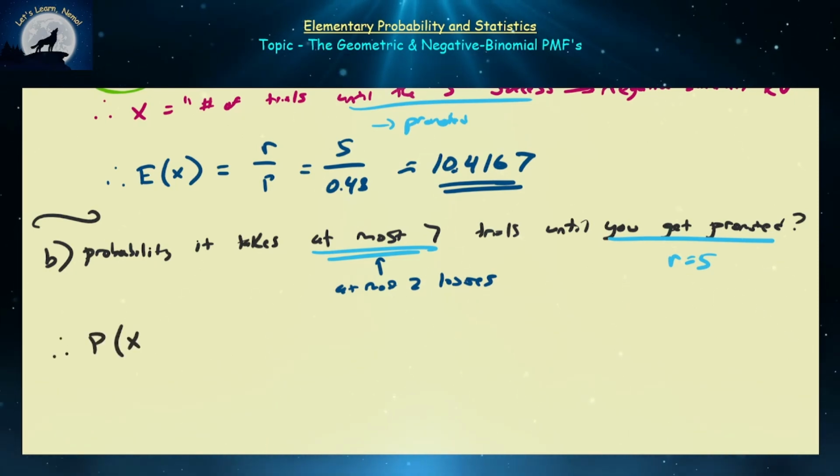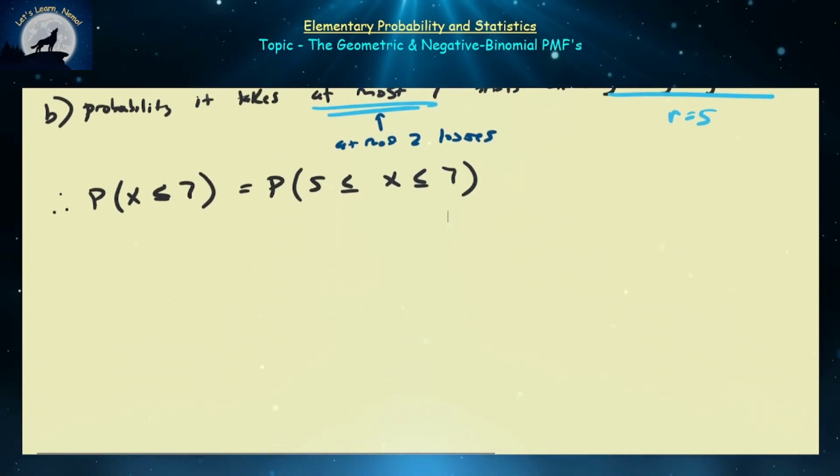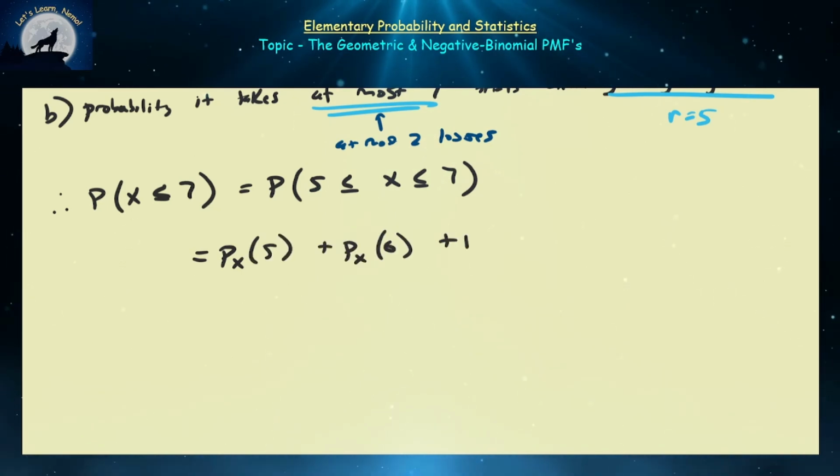So we're looking for the probability that x is less than or equal to 7, but the minimum value is going to be 5, because we need at least 5 trials to get 5 successes. So we can reformulate this: 5 less than or equal to x less than or equal to 7, because the probability that x is equal to 1, 2, 3, and 4 are already equal to 0, so adding them here won't really get you anywhere. So there's only 3 values that make this true, and that's 5, 6, and 7. So we just need to find 5, find 6, and then find 7, and then add together.